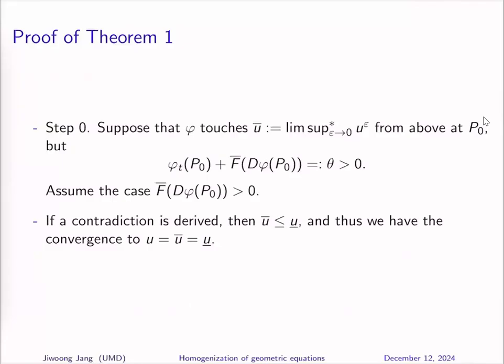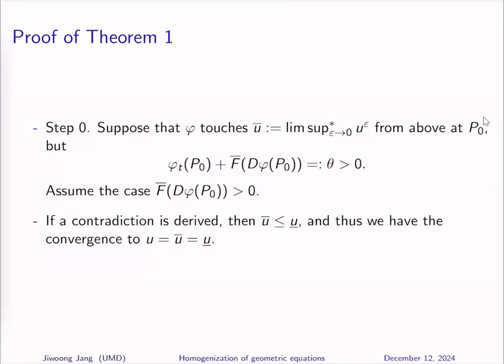Let us outline the proof of Theorem 1, which is about homogenization assuming only characters. We want to prove that this limsup, u upper bar, is a subsolution. Then we have u upper bar is less than or equal to u lower bar by the comparison principle. U upper bar is a subsolution, u lower bar is a supersolution, so that their agreement gives a certain function, which is the limit function. So we have the convergence.